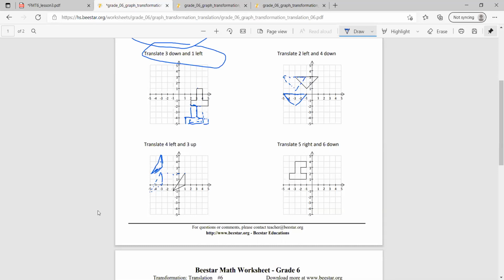And then this is translate 5 right and 6 down. So go this line. 1, 2, 3, 4, 5. Here. And then I'll just not draw the whole thing right now. And then go 6 down. So 1, 2, 3, 4, 5, 6. Would be all the way down here. And then just draw the same shape here.